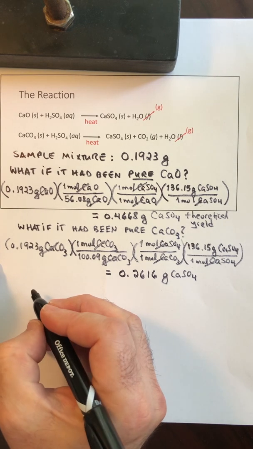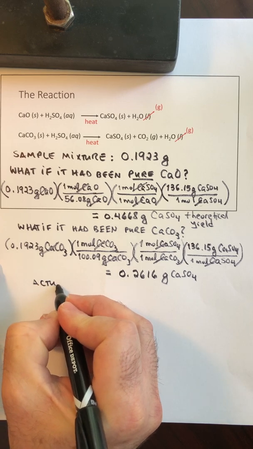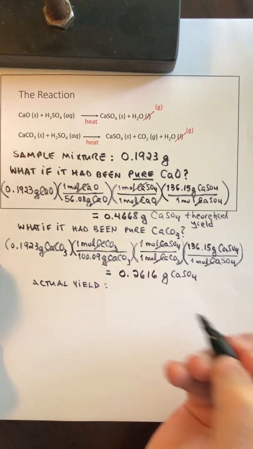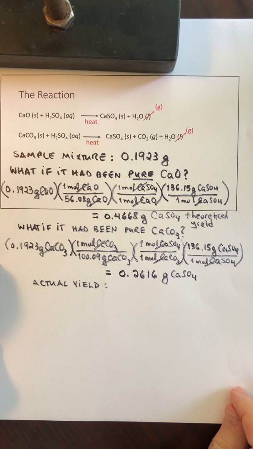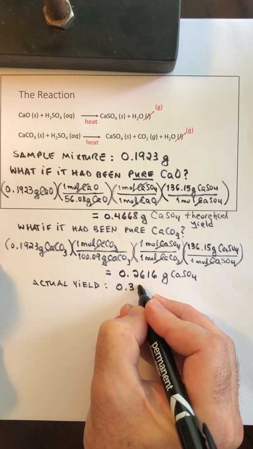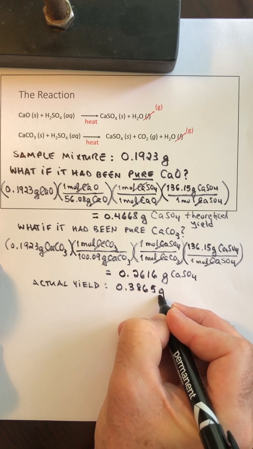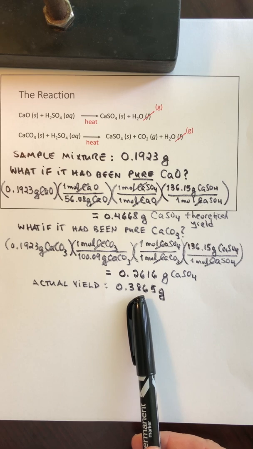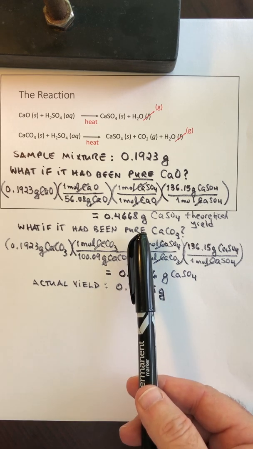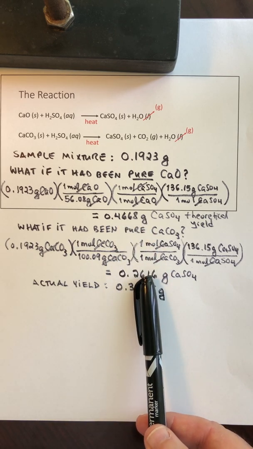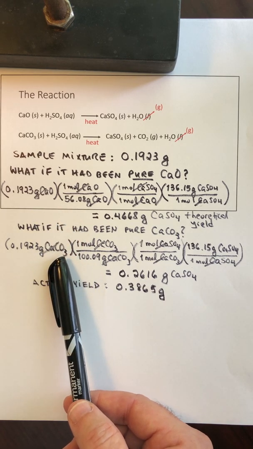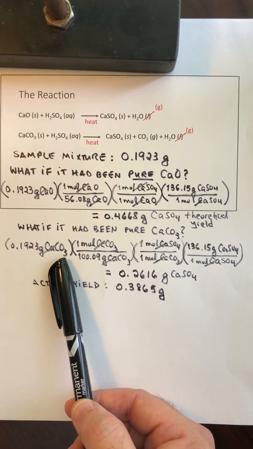What was the actual yield that we obtained? Well, you go back to the beginning of this video, and we find that it was 0.3865 grams. So notice that because my sample was a mixture, the product that I got was somewhere in between the maximum and the minimum yields if the mixture had been either 100% calcium oxide or, let's say, 0% calcium oxide or 100% calcium carbonate. Do you understand?